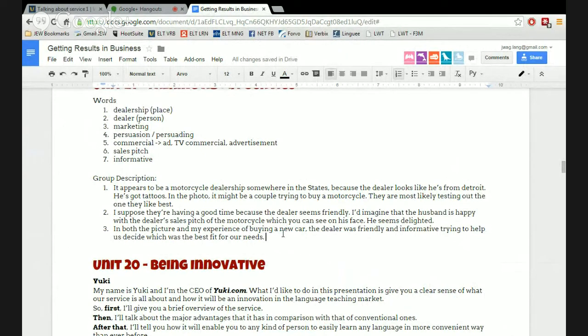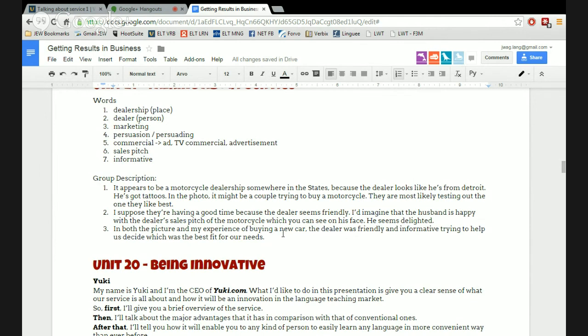It appears to be a motorcycle dealership somewhere in the States because the dealer looks like he's from Detroit. He's got tattoos in the photo. Wait. He's got tattoos. Okay. He's got tattoos. Good. In the photo, it might be a couple trying to buy a motorcycle. They are most likely testing out the one they like best.